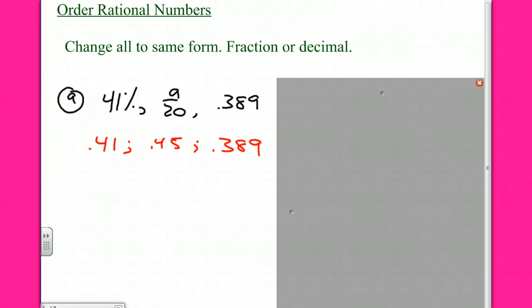The greatest one is? 0.389. Or should we say the least one? I'm sorry. The least one is 0.389. And the middle one is? And the greatest is here. So now when we write them in their original form, okay?